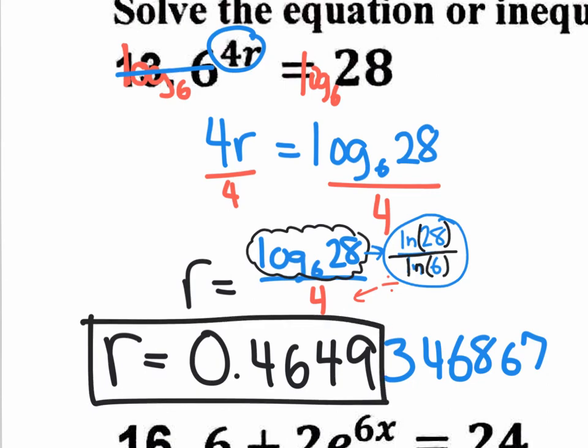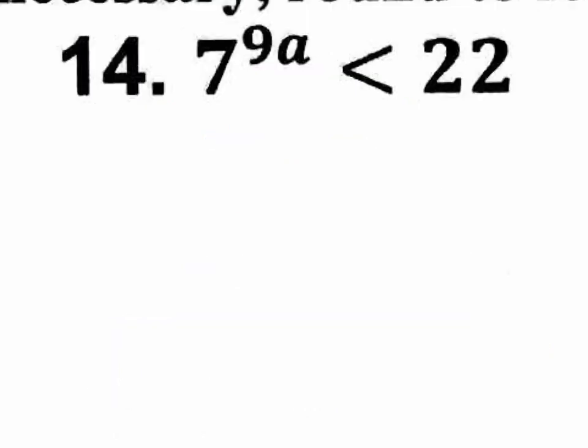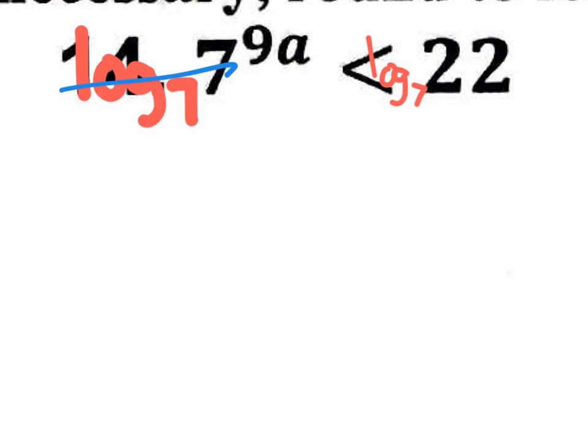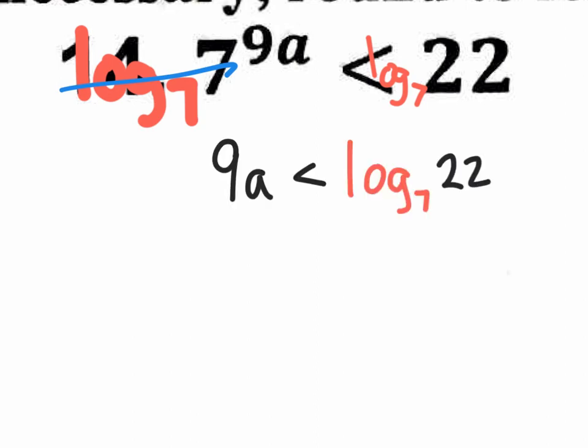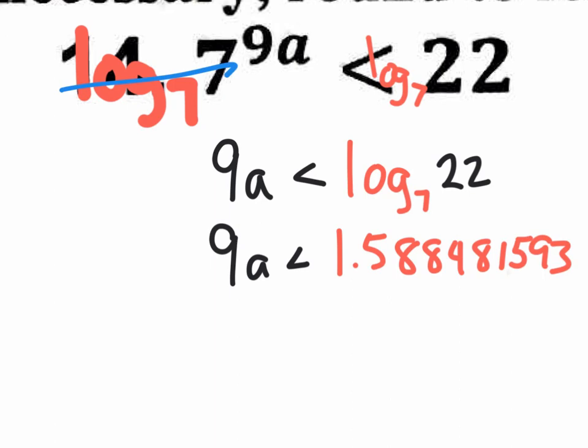Let's move on to the next one. What kind of log are we going to apply to bring down that 9a? Log base 7. So we have log base 7 of 7. That cancels out. You're going to have 9a is less than log base 7 of 22. Now don't be scared. You could actually do log base 7 of 22 with your Casio. So I get that long, irrational, nasty number. Log base 7 of 22 is 1.58848159 whatever.